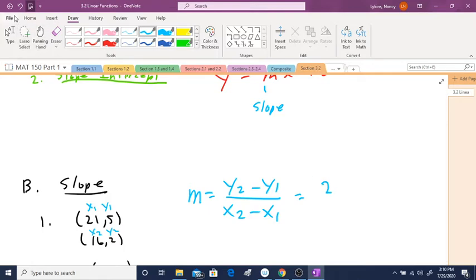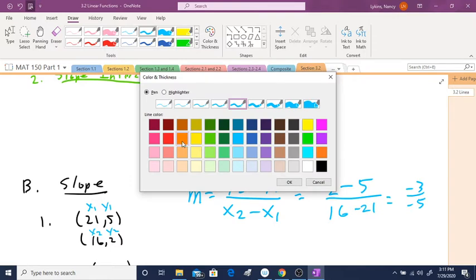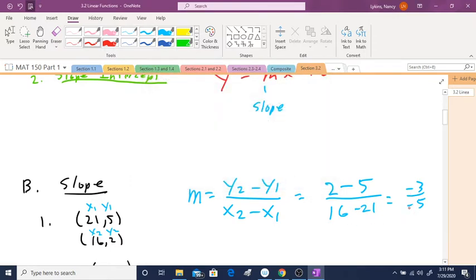Now what I'm going to do is substitute these values in. I'm going to take my y, I got ahead of myself. My y2 is 2 minus 5 over 16 minus 21. This comes out to be 2 minus 5 is a negative 3. 16 minus 21 is a negative 5. Since I have two negatives that cancel each other out, my answer is 3/5.